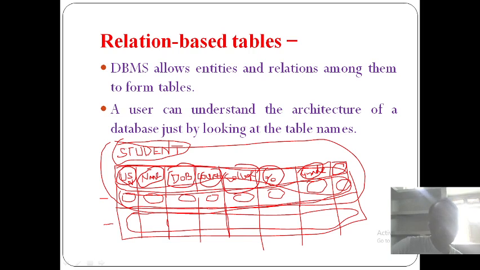I am asking you, in this student database, how many attributes are there? University seat number is one attribute, name is another attribute. Eight, sir, eight. Okay, there are eight attributes. Now this is what you have created in your database. As per this, you have entered all the student information.